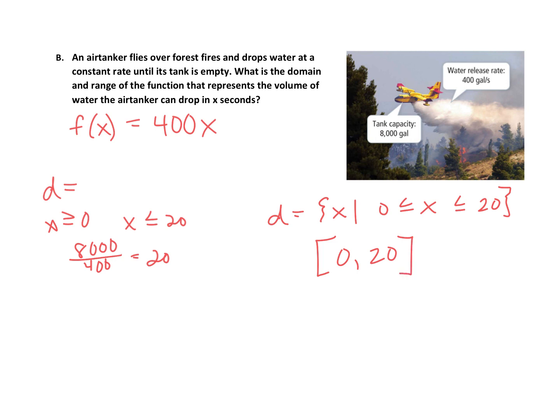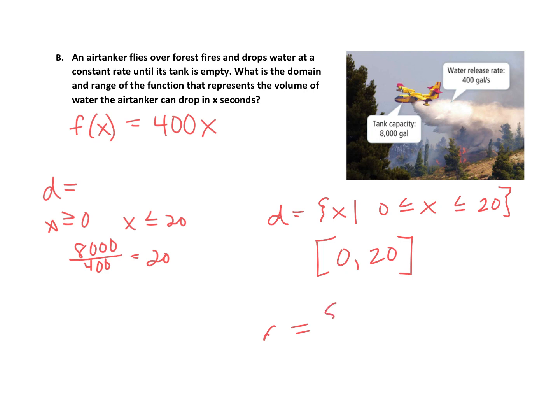All right, so our range is the total volume of water in the air tanker. Well, the most water in the air tanker is 8,000 when it's full, and the least amount that it has is 0 when it's empty. So our range is everything from 0 to 8,000.